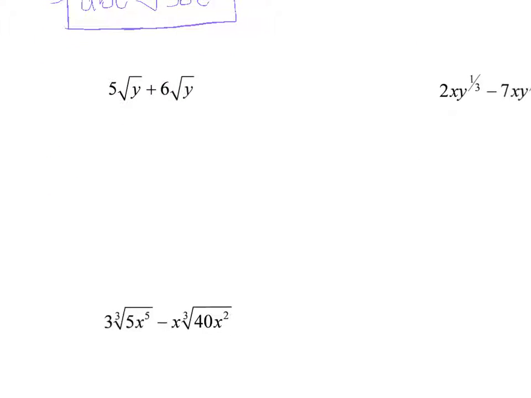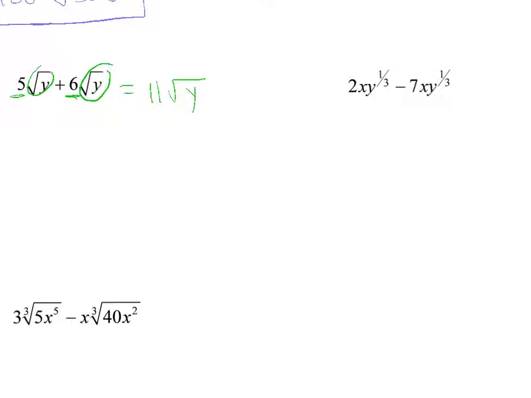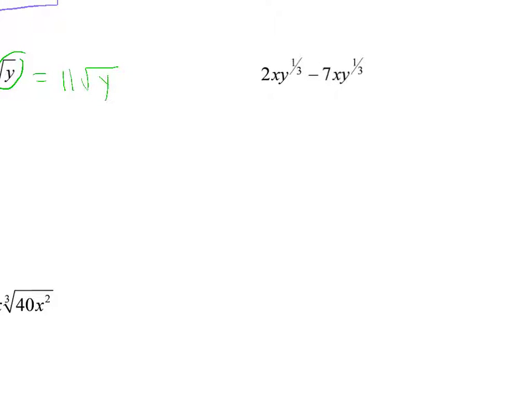It's like never ending here. Okay, so this one should be easy for us. I see I have a square root of y and a square root of y. I have 5 of them here and 6 of them here, so really I have 11 of them. That wasn't too bad. This next one, I have x, and on the next one I have an x. I have y to the 1/3 and y to the 1/3, so I can go ahead and just simplify. So it'd be negative 5xy to the 1/3.